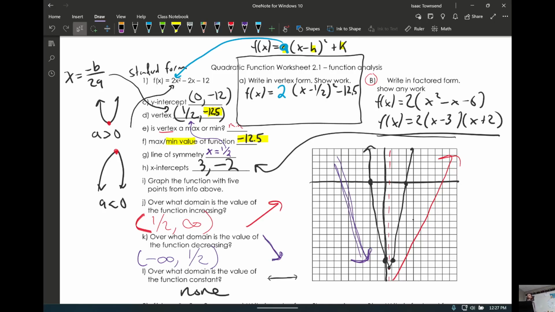Otherwise, this is the extent of what we expect you to know about quadratics: this graphing stuff, the different forms, and being able to solve a quadratic. But technically, if you can do the quadratic formula, then you can solve any quadratic.